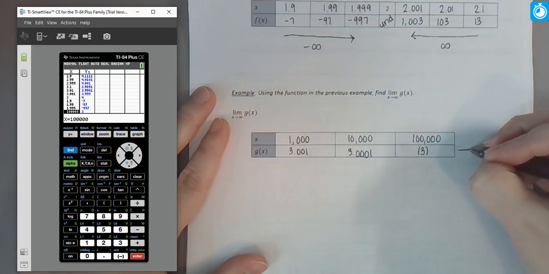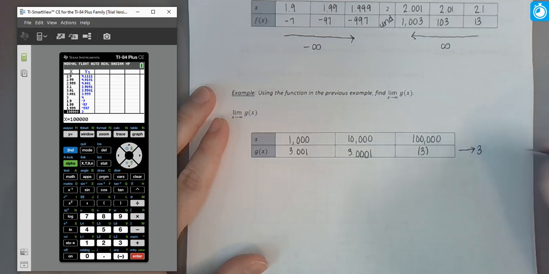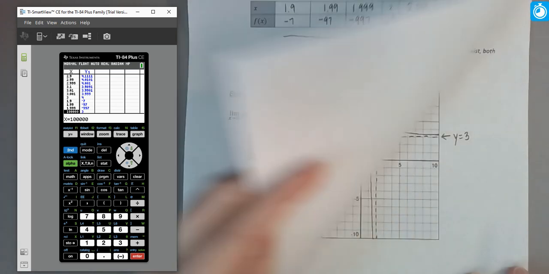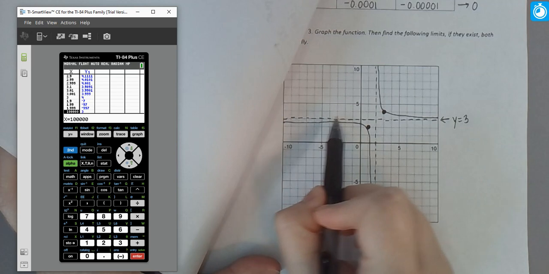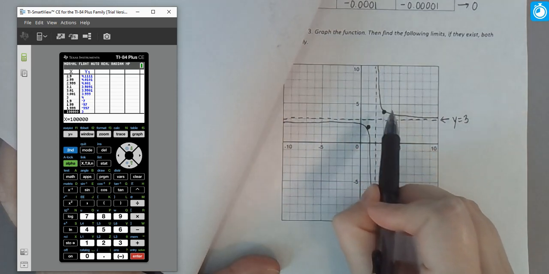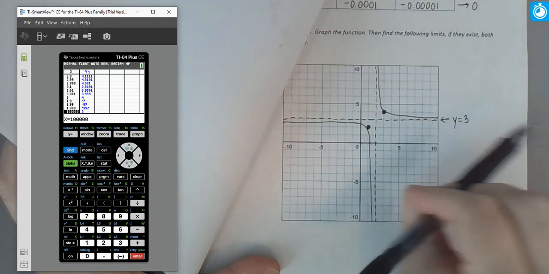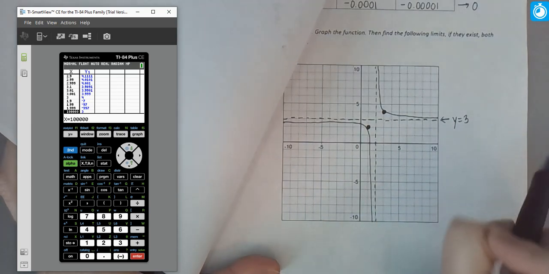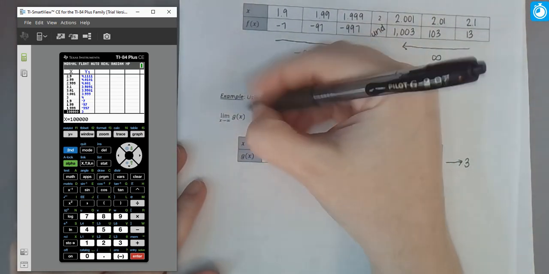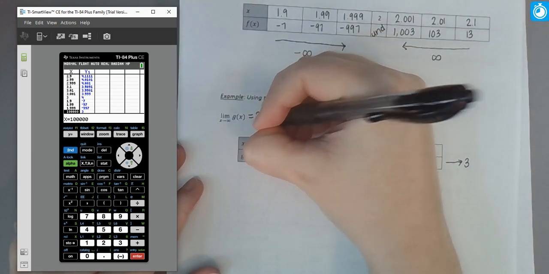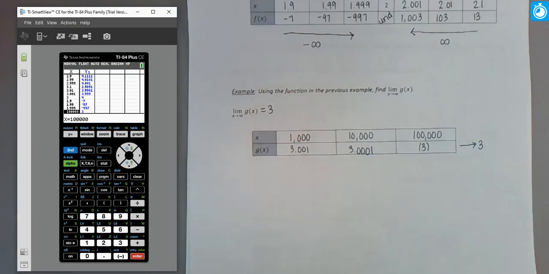So the idea again is, what are we approaching here? Well, we're approaching a value of 3, which again made sense because 3 is where we have our horizontal asymptote, and we're approaching that asymptote as we go out towards positive infinity along the x-axis. So in this case, our limit is going to be 3.